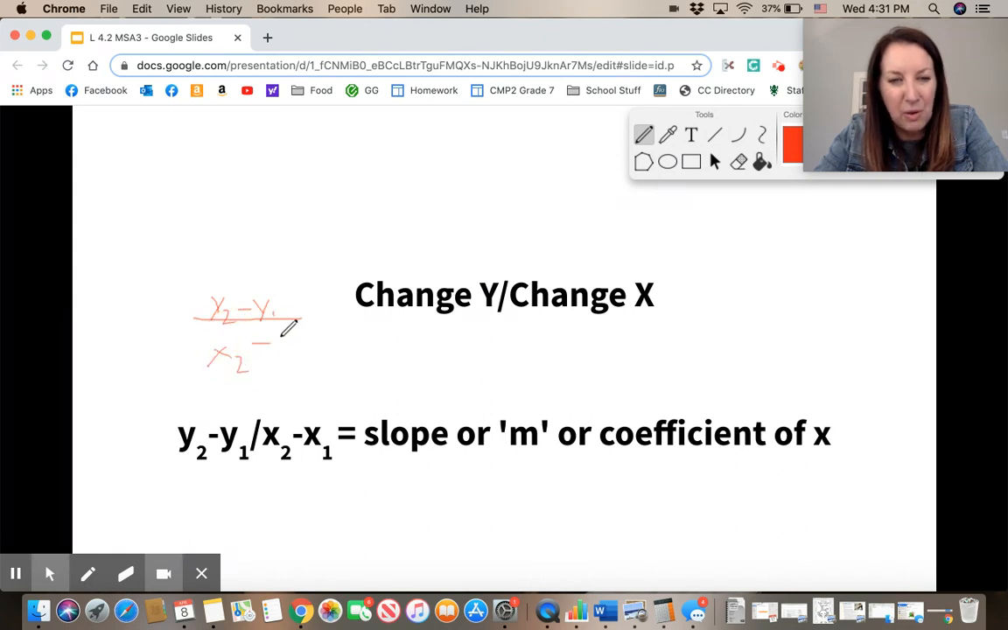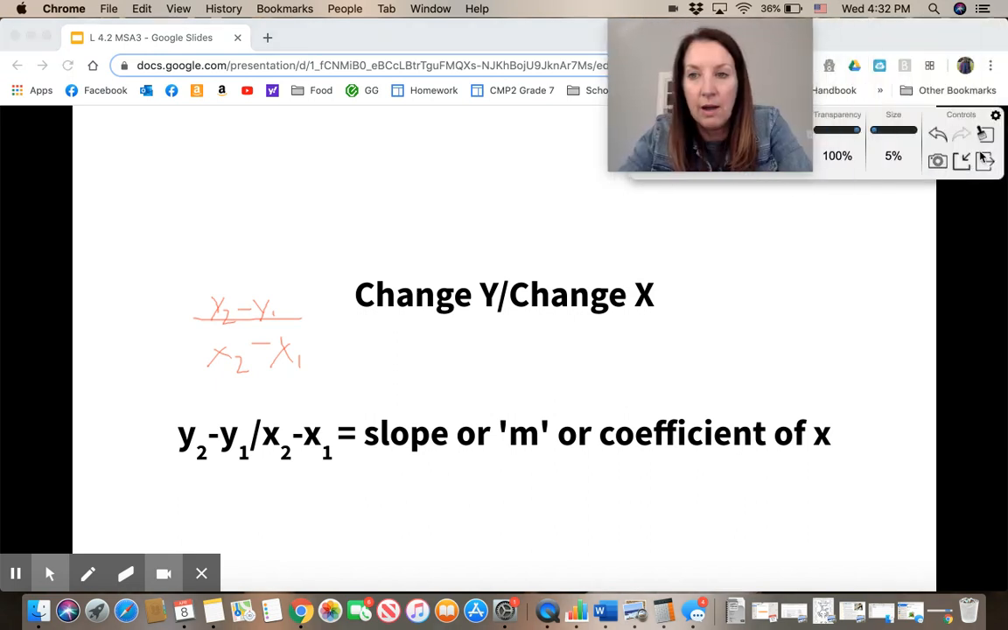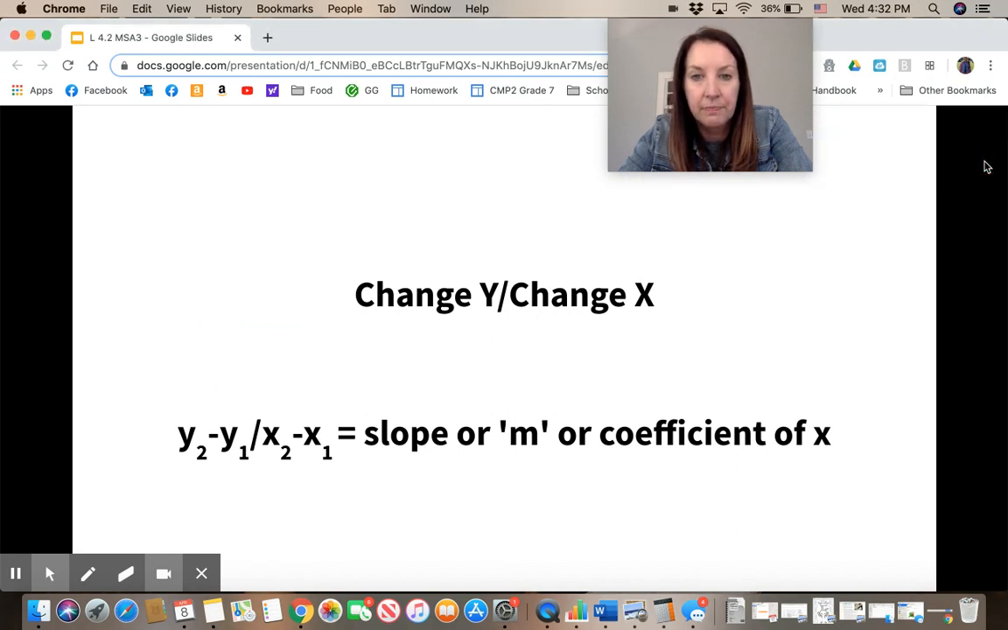And some of you are going, what are you talking about? What is x2? What is x1? Again, you're looking at points on a line. If you were given 2 points on a line or 2 points in a table, you could use this equation to find the slope. You might want to write this down. Again, you can pause the video. y2 minus y1 over x2 minus x1. I'm going to show you in just a second how to do that using actual numbers.